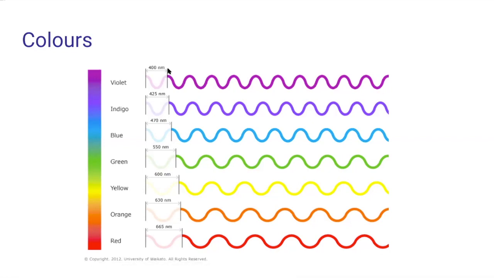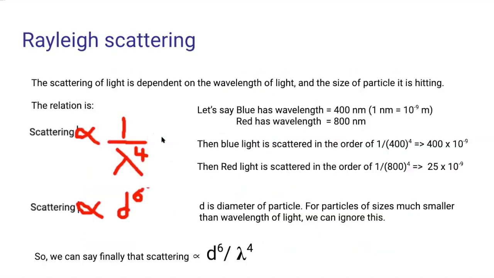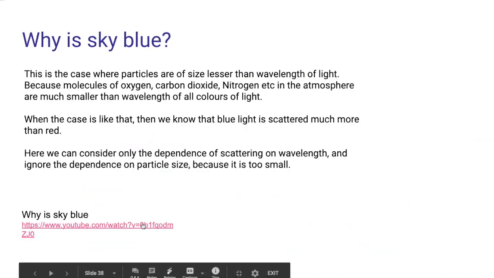Why not violet? That is an advanced concept, but let me just tell you in one line. There is a scattering function, but also our eyes are most sensitive to blue. So even though violet is scattered, we see more of blue light because our eyes are more sensitive to it. You can forget about this, but just know that the sky color is blue because the wavelength of blue is lesser, because of which it is scattered more. Let us look at one video for this.